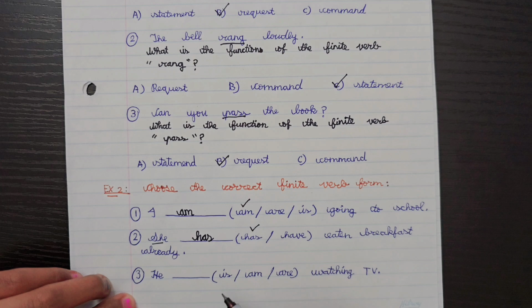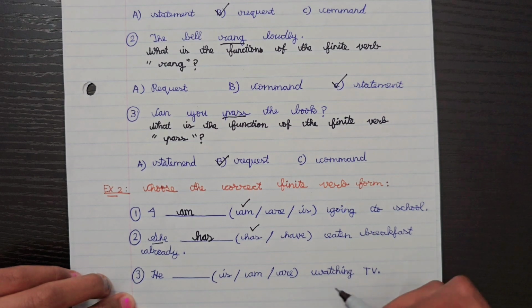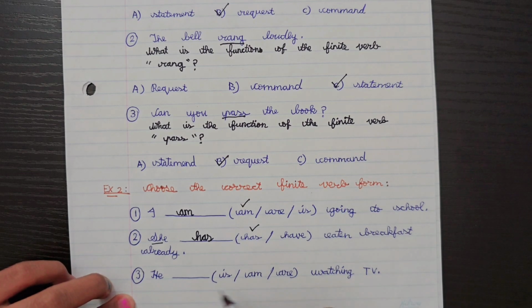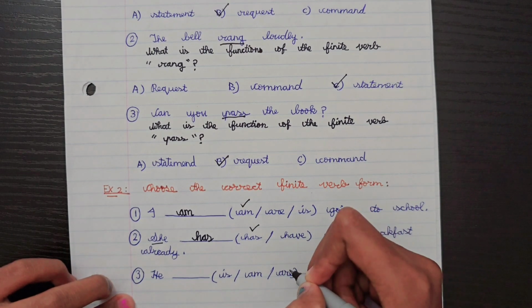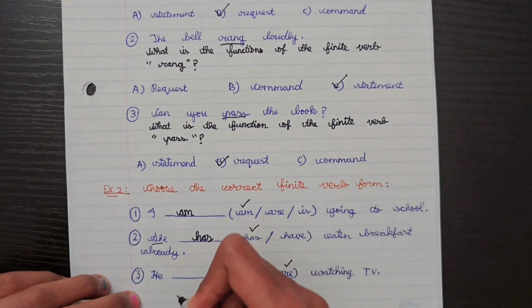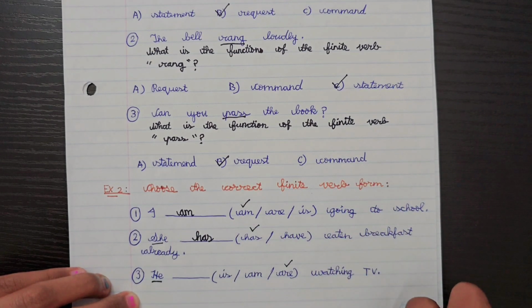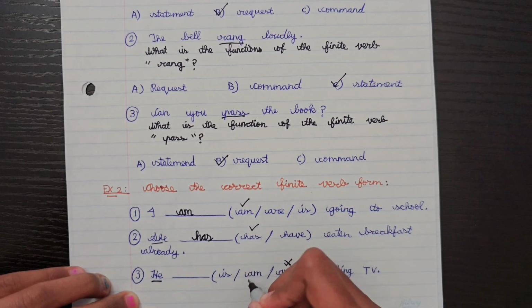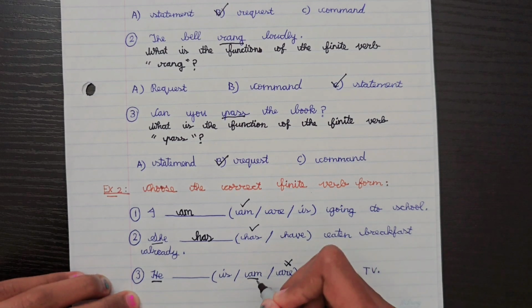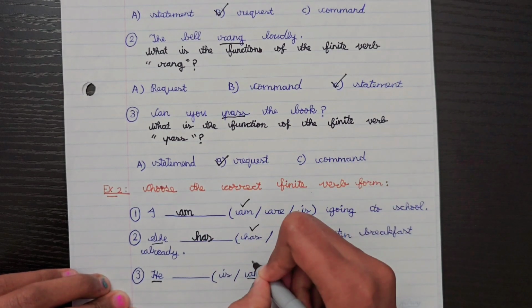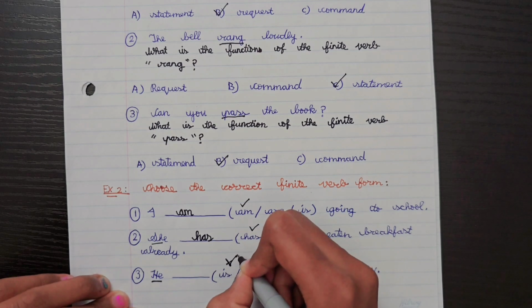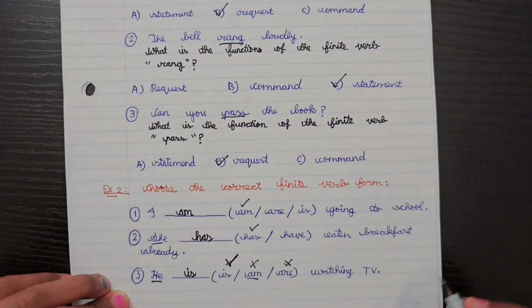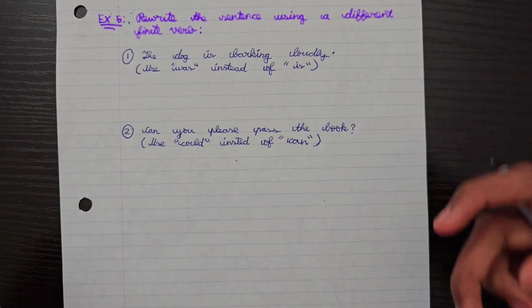Third question. He dash is or am or are watching TV. He is watching TV. He am watching TV. He are watching TV. We're sure that are won't come here since he is the singular form, so it won't come. Am. We're totally sure that am only comes after I, so this is also not the option. Is is the correct option. He is watching TV.